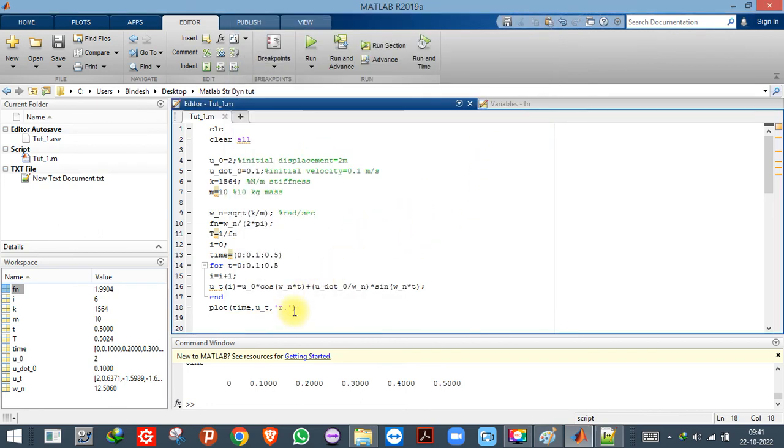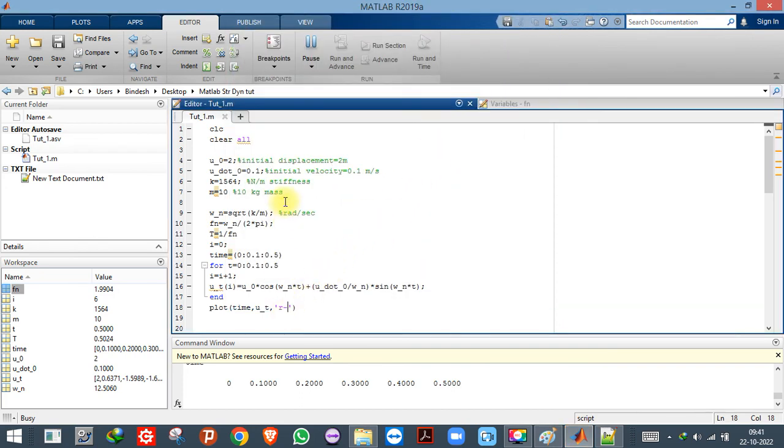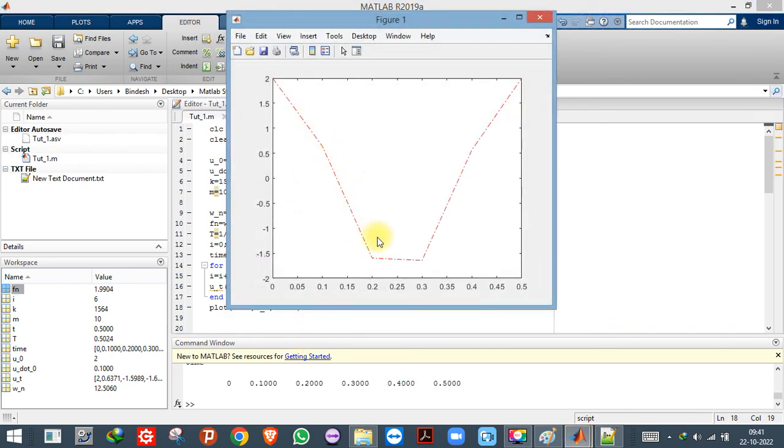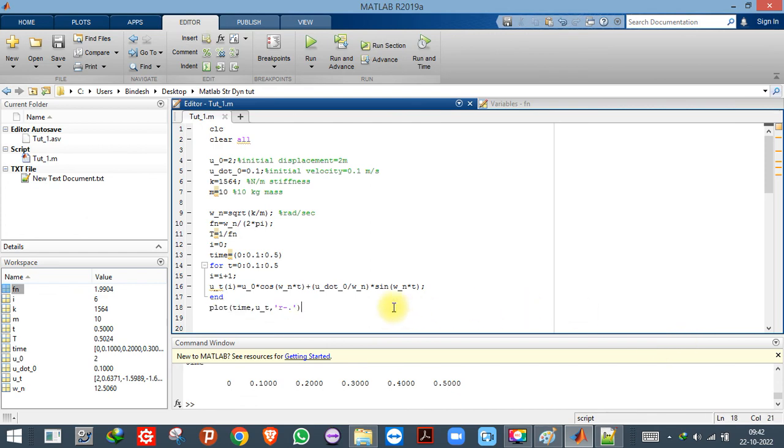If this is a long curve, you will be able to see more things. If I give a dash, then dash dash will be there. Sorry, dash dot, dash dot, see. So these things you can vary. I'll show more things about this, like how to give x label, y label. You can add those things also.